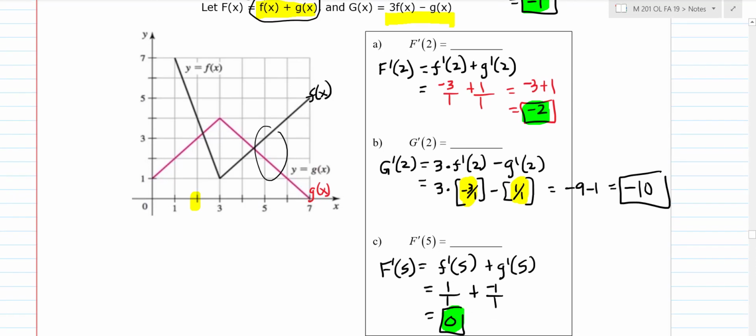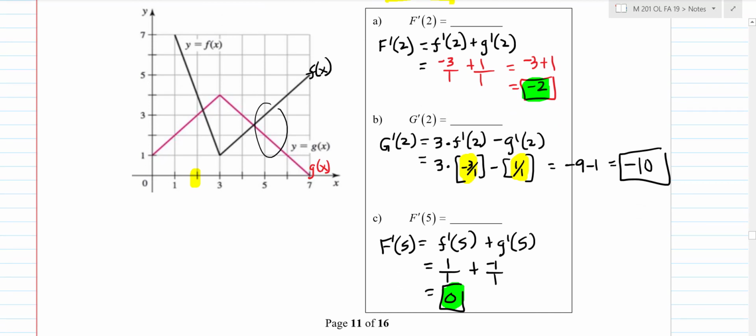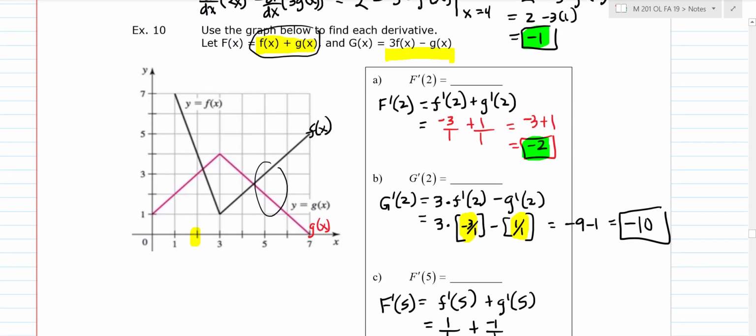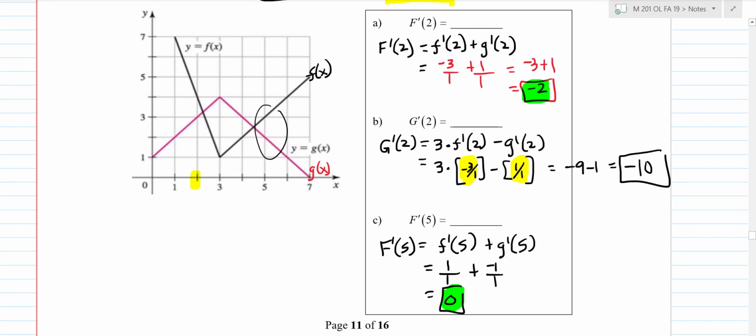All right. The next one I got 0. Here's how I did it. By definition, capital F was f of x plus g of x. So we're really just doing f prime of 5 plus g prime of 5. Now, if you look at x equals 5, the black graph now has a slope of 1 over 1. So that's what that is. The red graph has a slope of down 1 over 1. So this slope is negative 1 on that line, positive 1 on that, so you get 0.